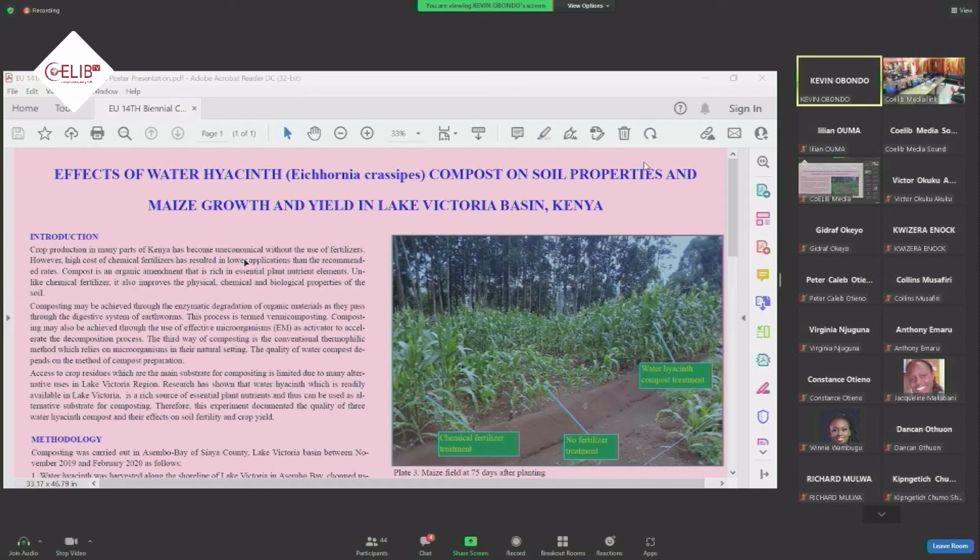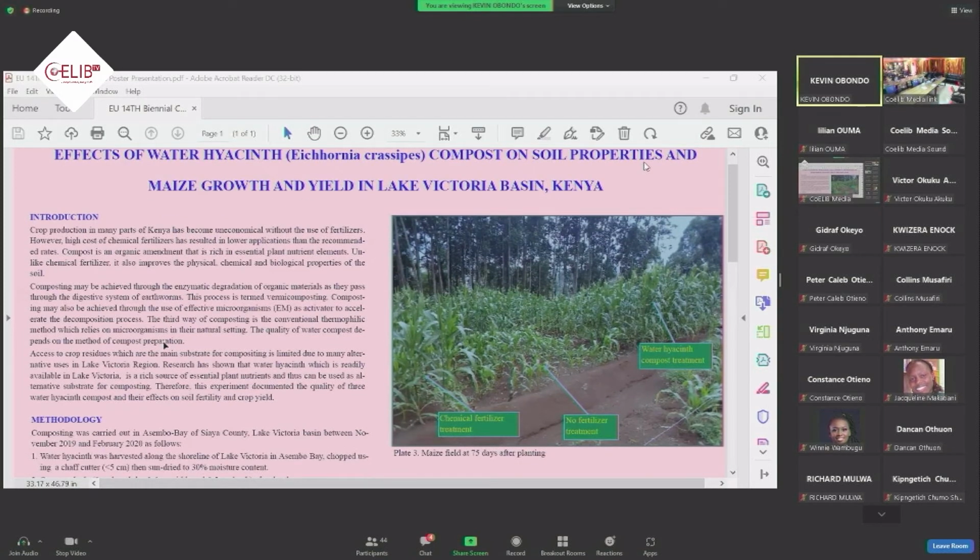Crop production in many parts of Kenya becomes uneconomical without the use of fertilizer, but because of the high cost of chemical fertilizer, the application rates among many farmers are very low compared to the recommended rates. Compost is one of the organic amendments which is also rich in essential plant nutrients, and which can be used to improve crop yield.